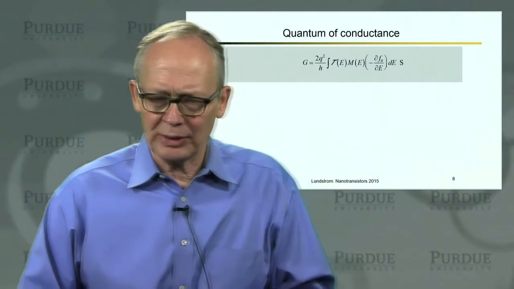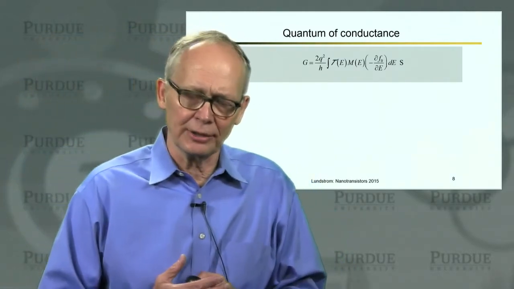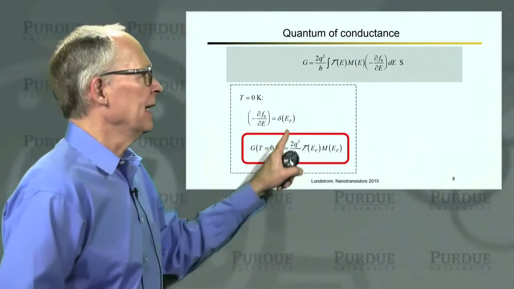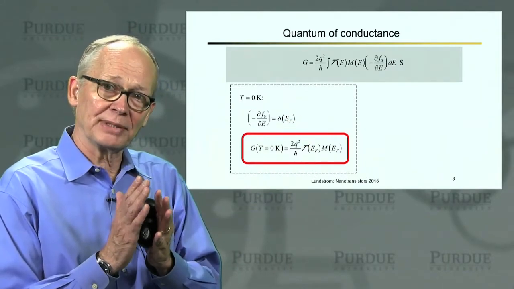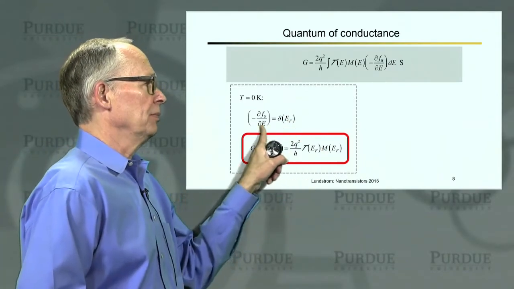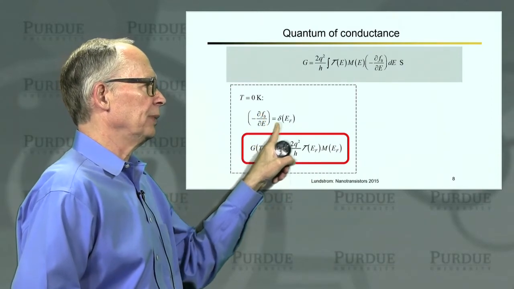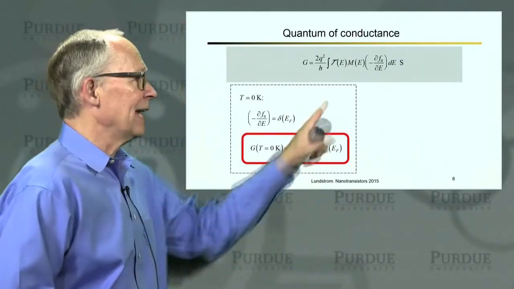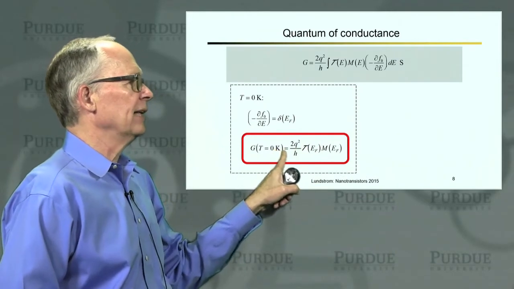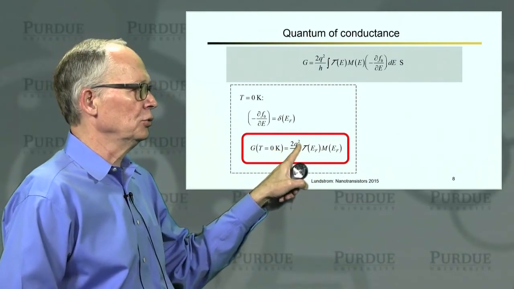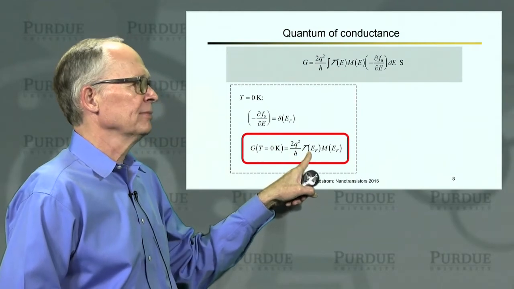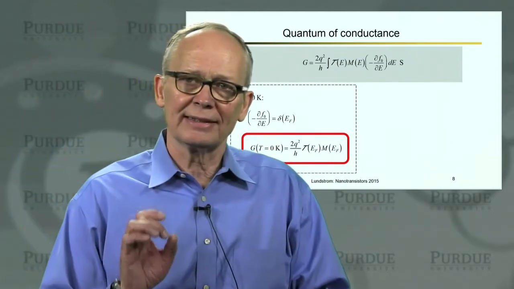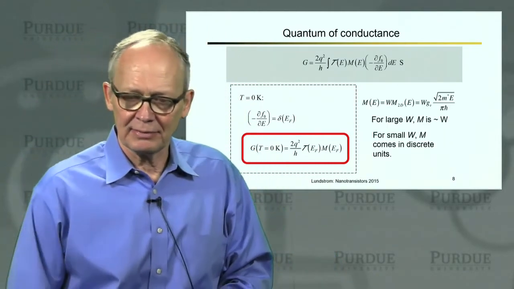Now, this brings us to a topic we can discuss, something that you may have heard before, the quantum of conductance. Let me look at 0 Kelvin. At 0 Kelvin, this Fermi window is very sharp. kT is very small, so minus the derivative of F0 with respect to energy can be considered a delta function at the Fermi energy. That makes this integral easy to do. So we find that the conductance at 0 Kelvin is just 2 Q squared over h times the transmission at the Fermi energy times the number of channels at the Fermi energy. We get a very simple expression for the conductance at low temperatures.